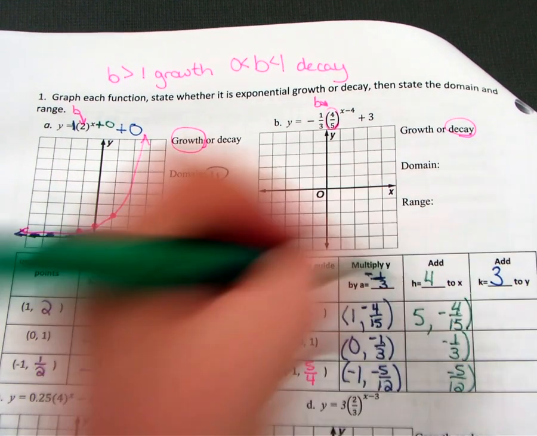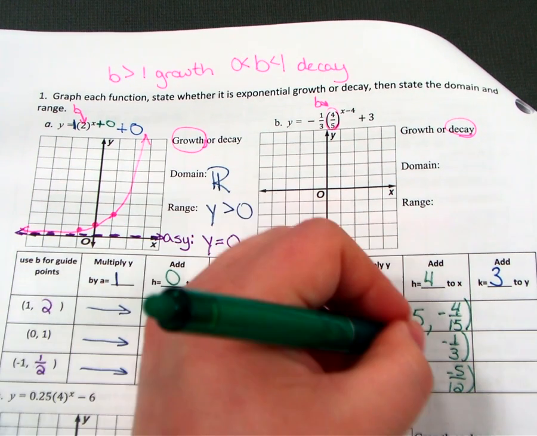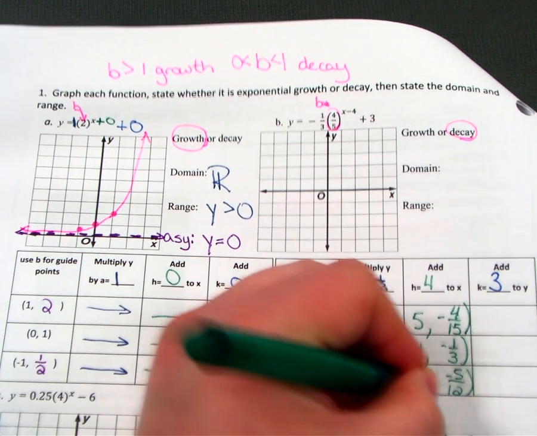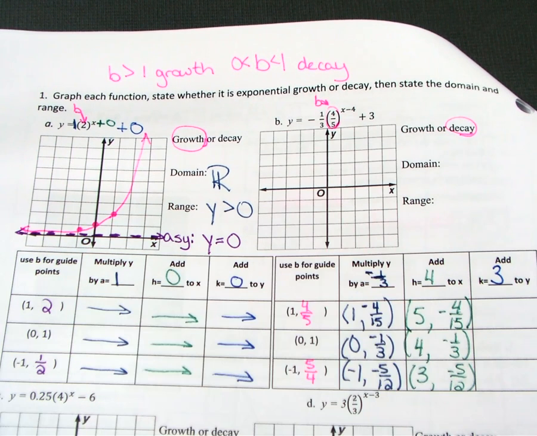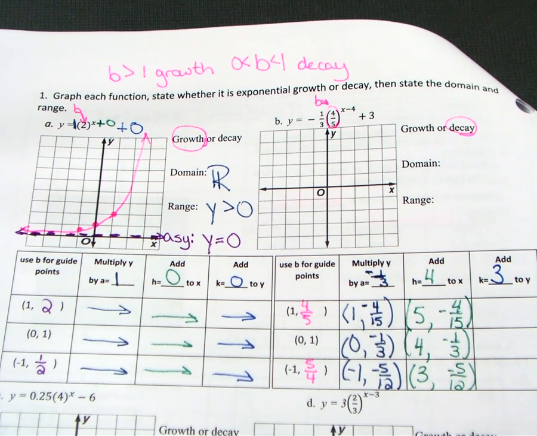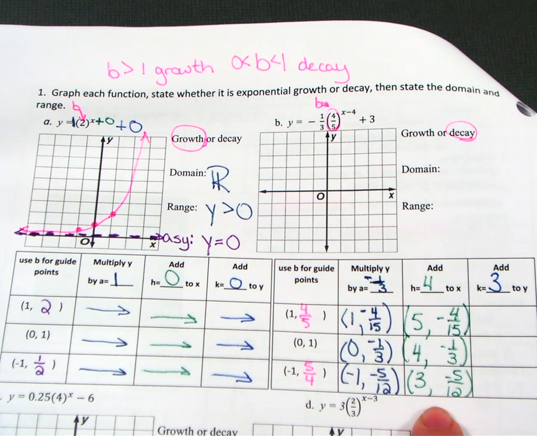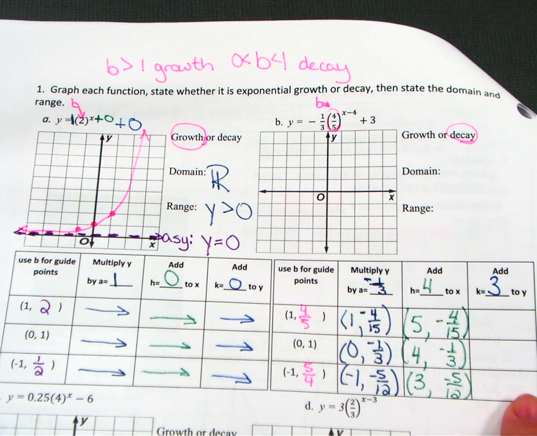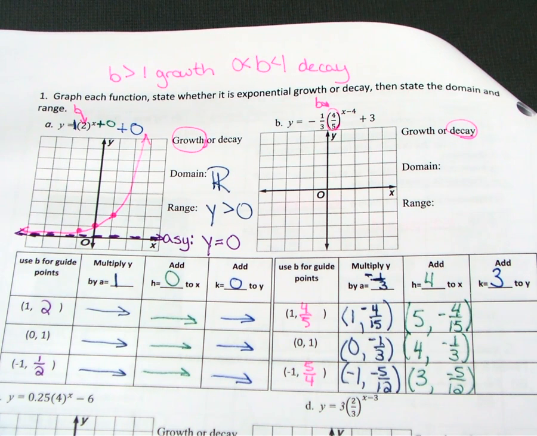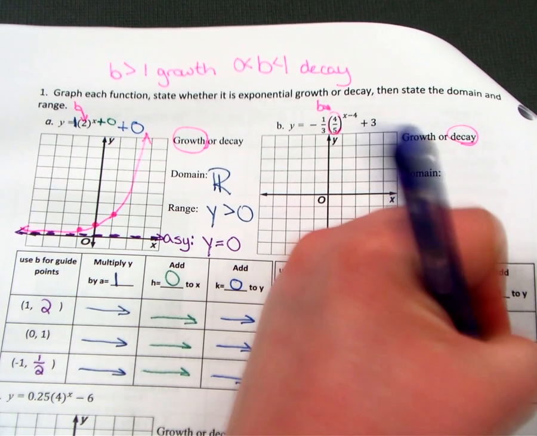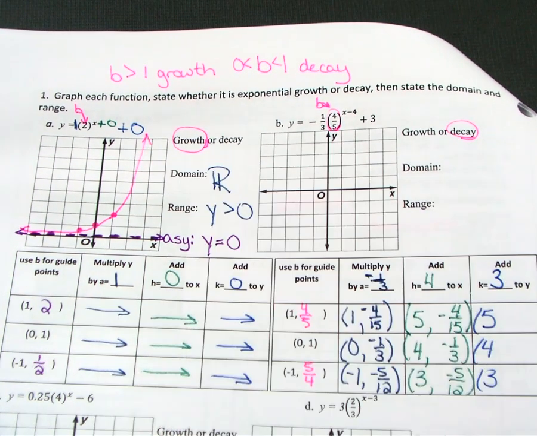So 1 plus 4 gives me 5. 0 plus 4 gives me 4. -1 plus 4 gives me 3. And then we have to add 3 to our k value. That's our last column. So we're going to use our green column and add 3 to our y value. So that means that I need to have all of my x's staying the same. So I still have 5, 4, and 3.